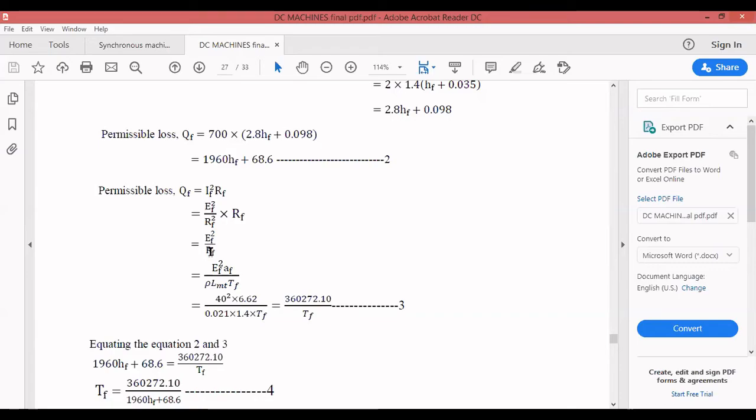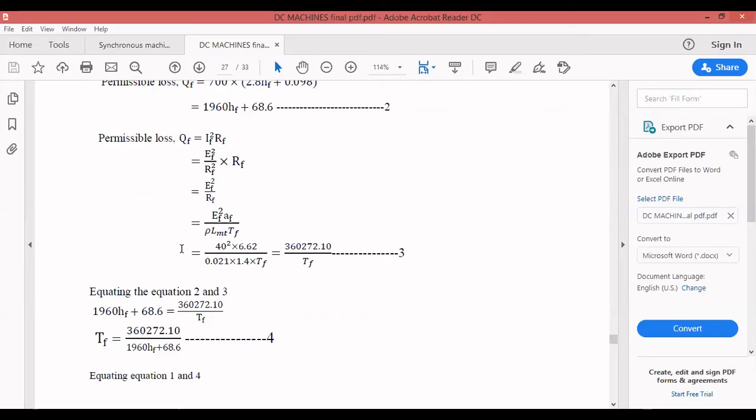The normal formula is what? RF is rho LMT TF divided by AF. So this AF comes to the numerator. So what will we get for QF? Then substitute these things. EF is something about 40, into AF calculated 6.62, and resistivity 0.021, LMT 1.4, TF. So just do the calculation here. What you get is this large value divided by TF. This is equation 3.